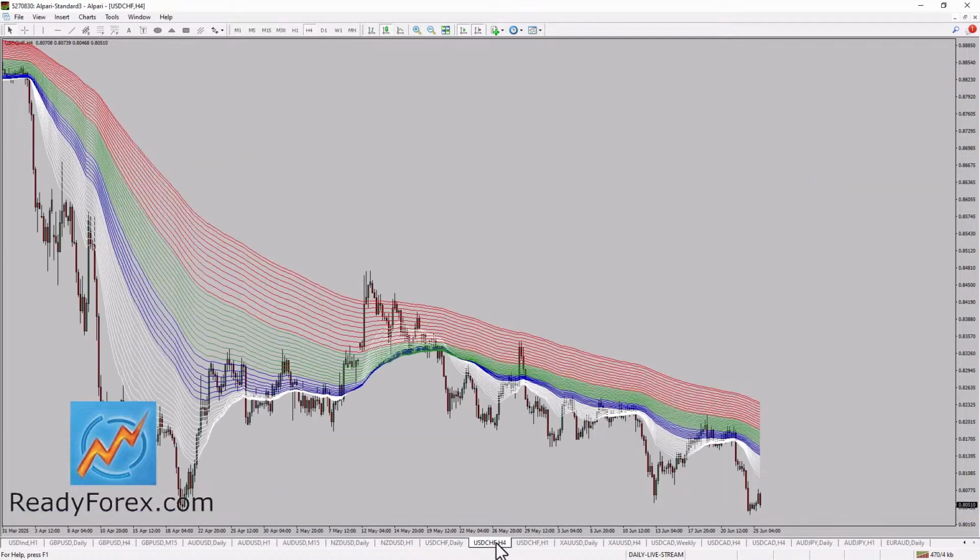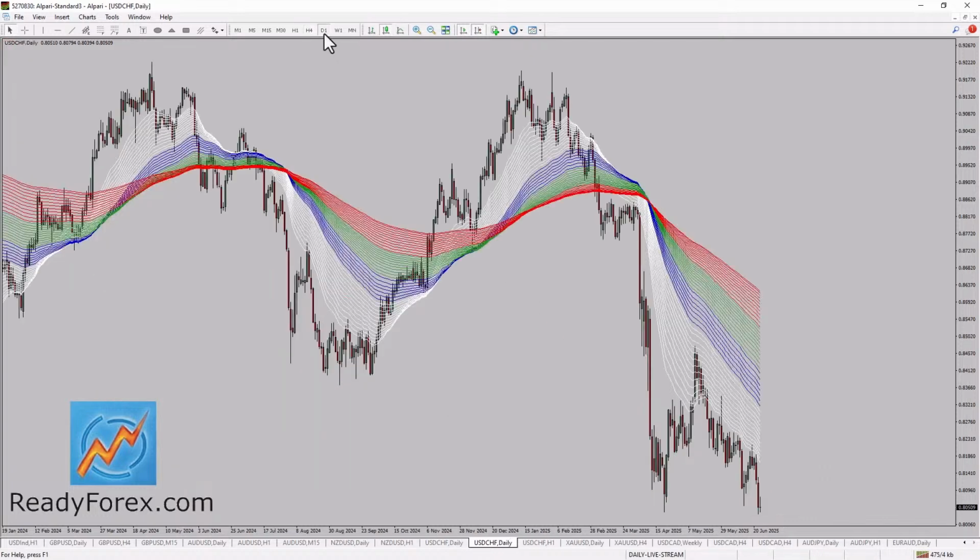So let's go to a 4-hour. As far as the trend is concerned, this is the rainbow. You see market is falling down. It's a nice downtrend going on in 4-hour time frame. Even if you check out the daily, same story, downtrend scenario.